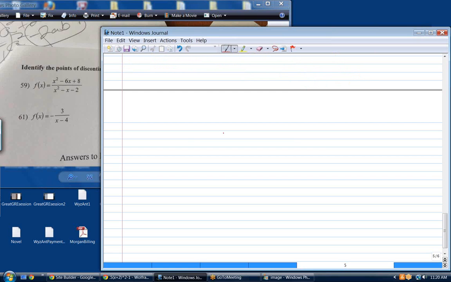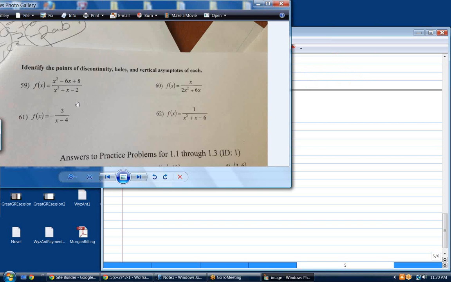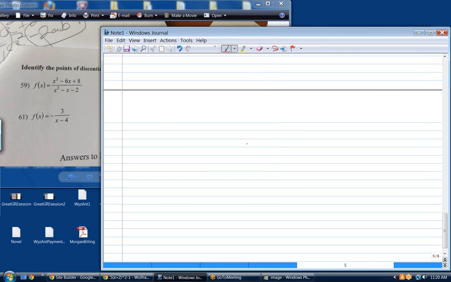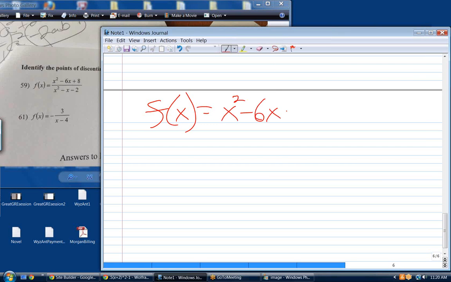So, if f of x, oh, let's see, this is a different question. We need to identify points of discontinuity, holes, and vertical asymptotes of each. We've got 10 minutes. What's the first thing I've got to do to this? Factor it. Okay. How's it factor?